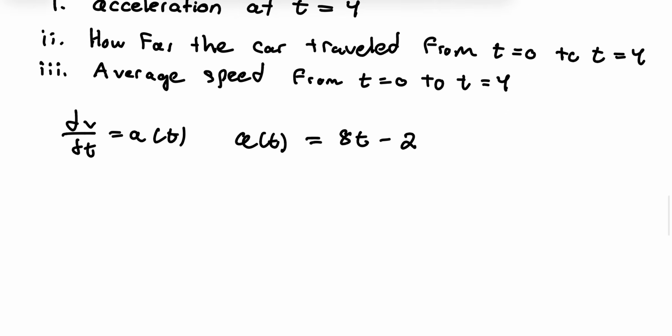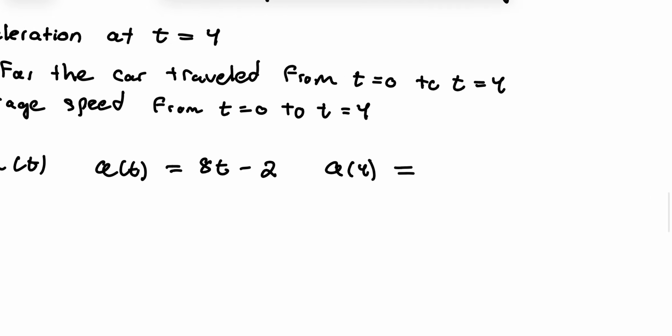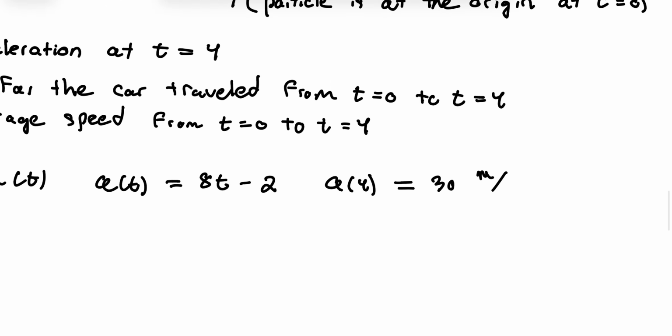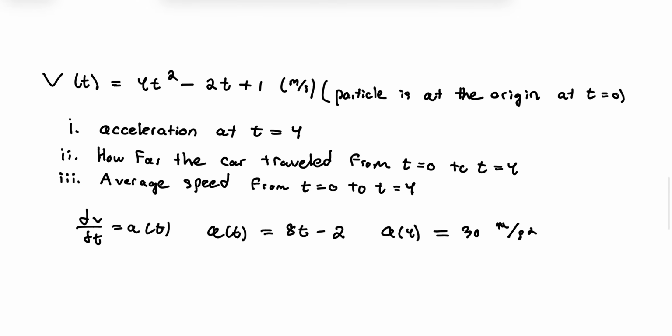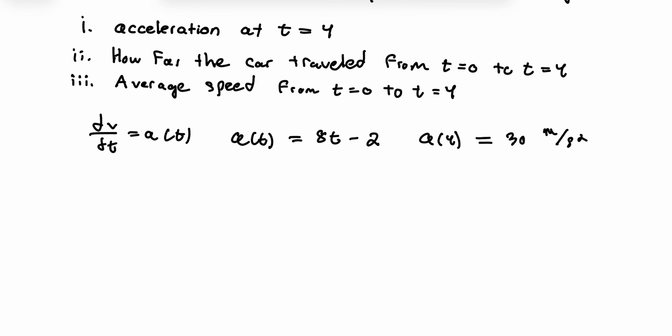So all we do is simply plug in 4 for t and evaluate. So 8 times 4 is 32, minus 2 is 30, and the units are going to be meters per second squared, since our velocity was meters per second. All right, so that is our answer for part 1.